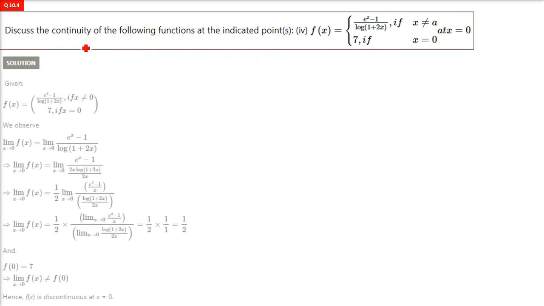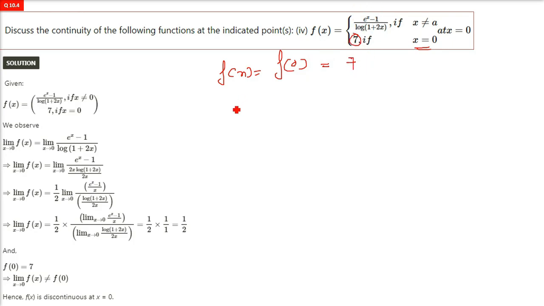Here the same thing we are going to do. Continuity at x equals 0. The indicated point is x equals 0. See, the first part is x not equal to 0, which you don't have to worry about. So just change that question. So f(0), that is f(x) at 0, is 7. Now coming to the limit part.